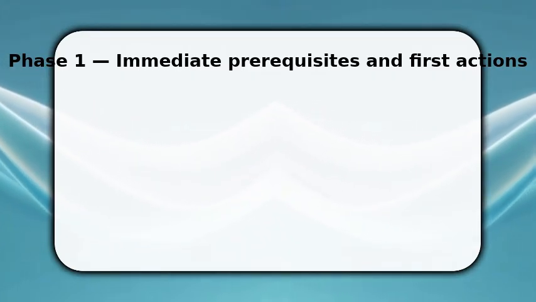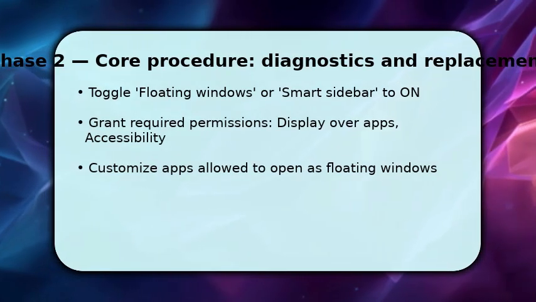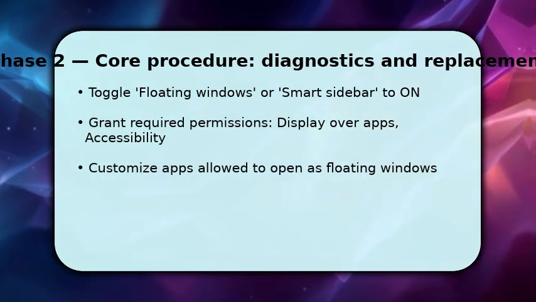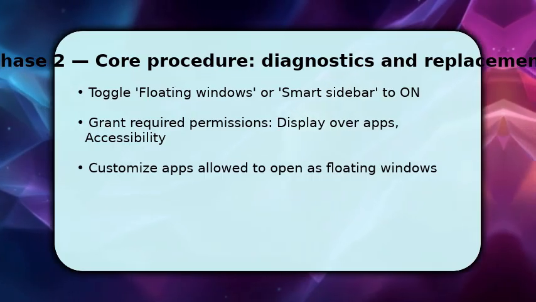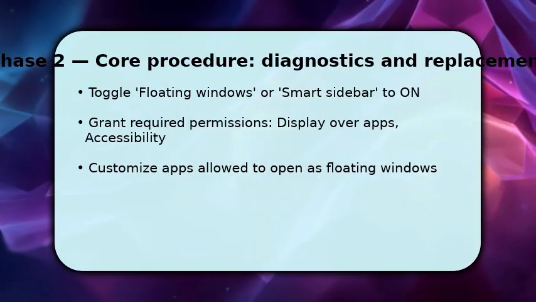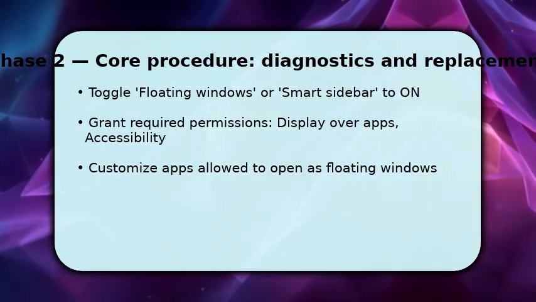Now you'll enable the feature and grant permissions. Toggle the floating windows or Smart Sidebar switch to on, and then follow prompts to allow display over other apps and any accessibility access it requests. You do this so floating windows can appear on top of other content, which is the core permission.